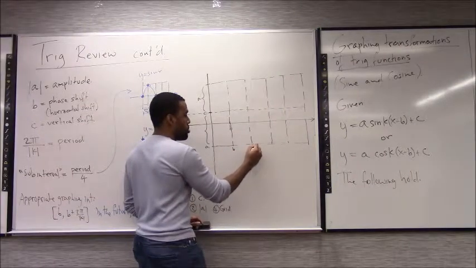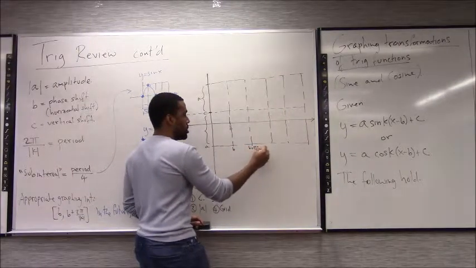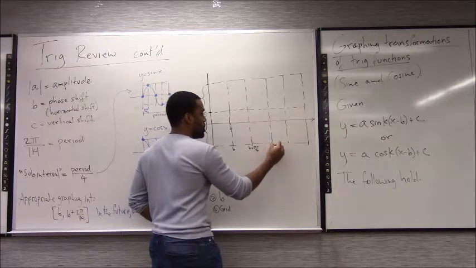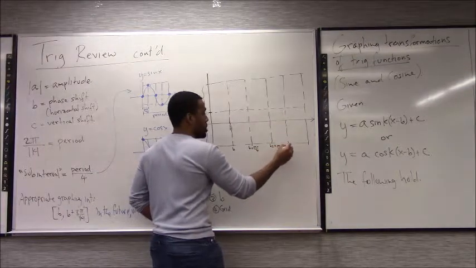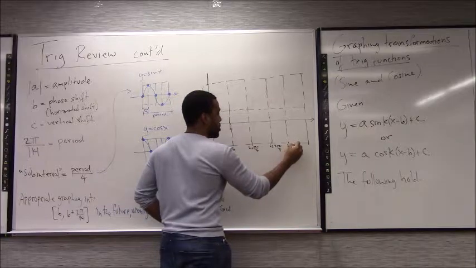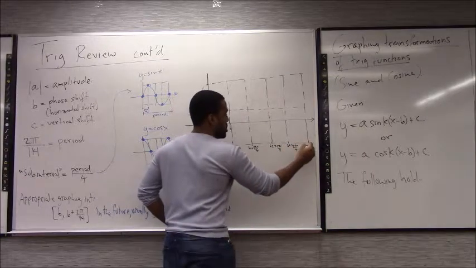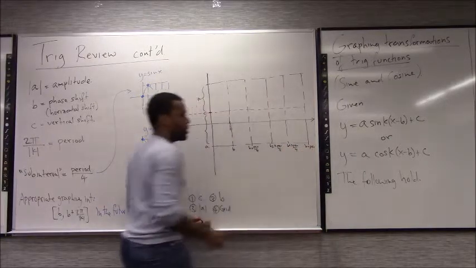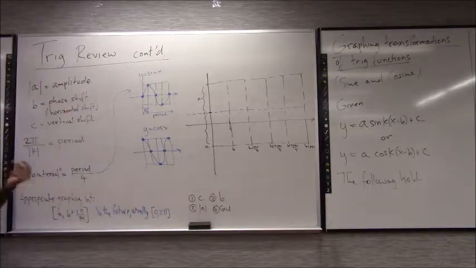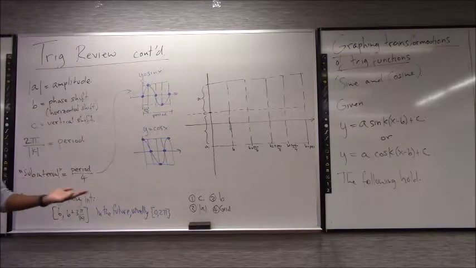This would of course be B plus the period over 4. This will be B plus 2 times the period over 4. This will be B plus 3 times the period over 4. And this will be B plus the period. Those numbers you can literally compute very quickly and just write them in after the fact. You draw the grid first.